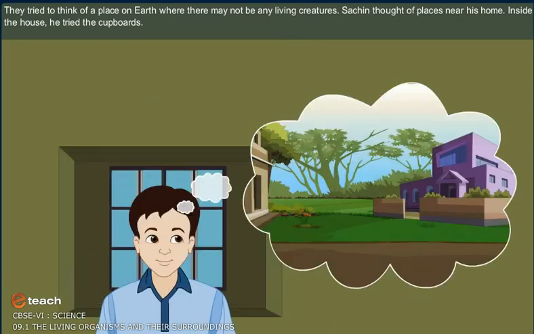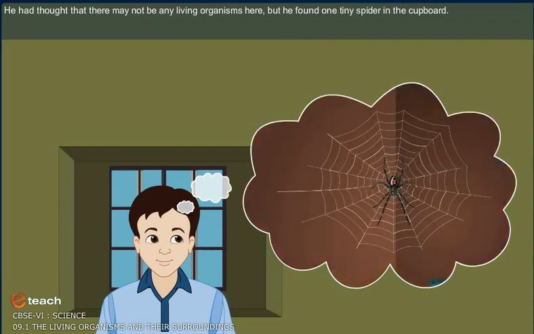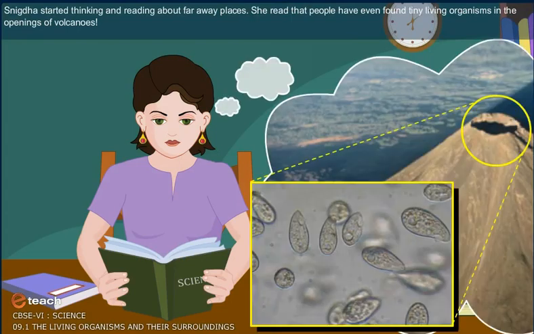Sachin thought of places near his home. Inside the house, he tried the cupboards. He had thought that there may not be any living organisms here, but he found one tiny spider in the cupboard. Outside the home too, there did not seem to be any place he could think of that did not have living creatures of some kind or the other. Snigdha started thinking and reading about far away places. She read that people have even found tiny living organisms in the openings of volcanoes.